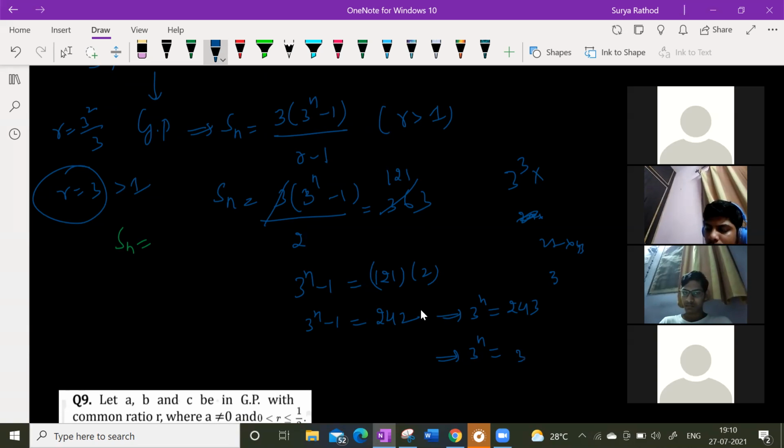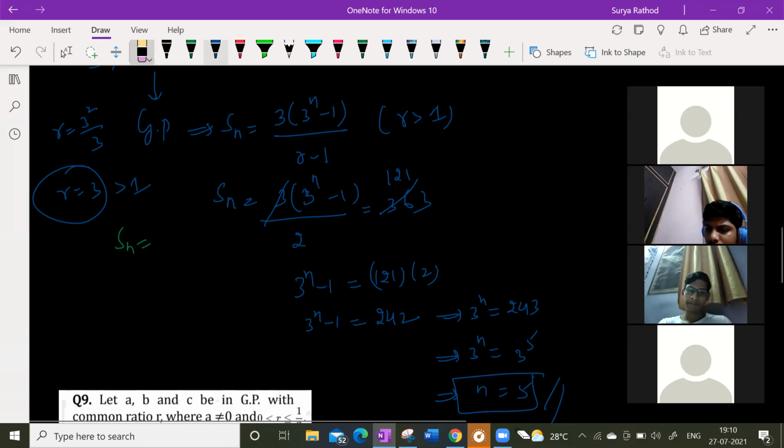Three to the power of 5. 3 to the power of 5 is 243. So n is equal to what now? 5. This is my answer. Clear? 3 to the power of 3 is 27. 3 to the power of 4 is 81. 3 to the power of 5 is 243. Is that clear? Yes or no?